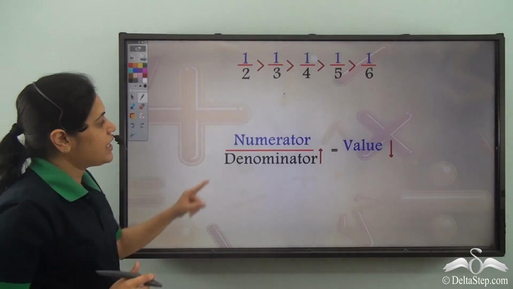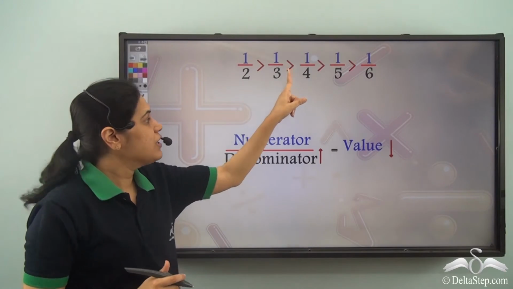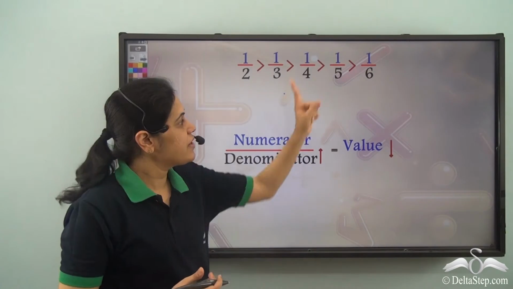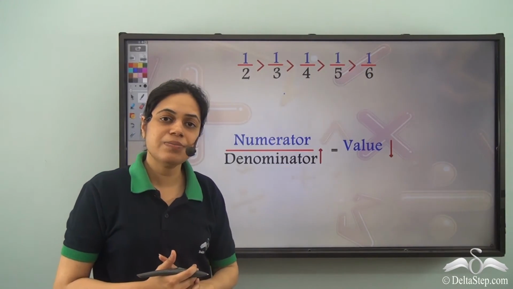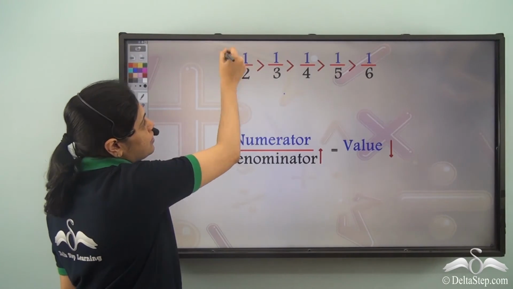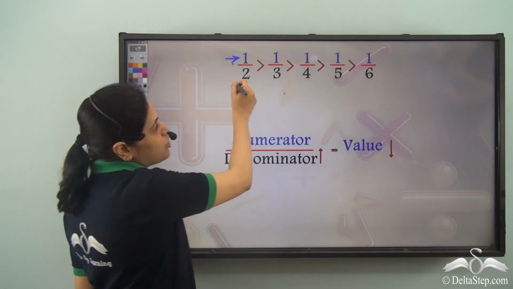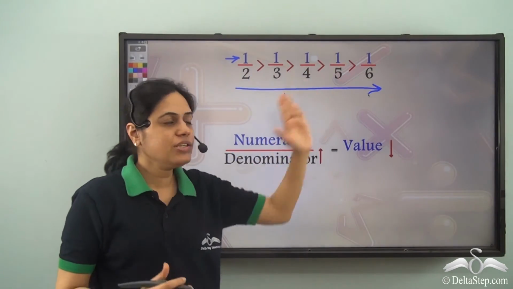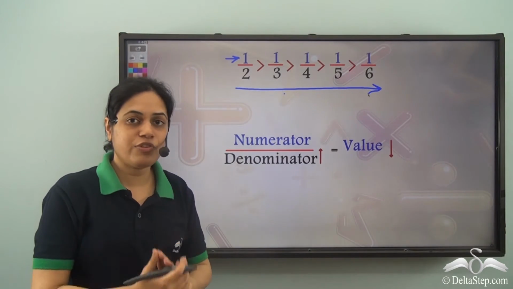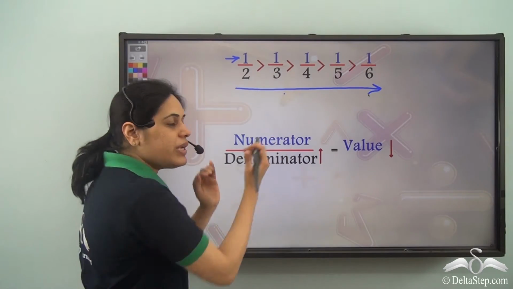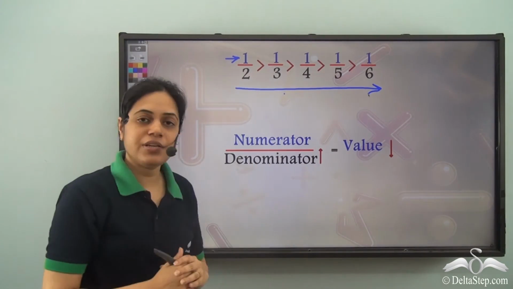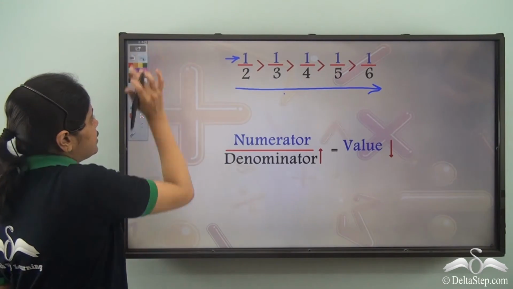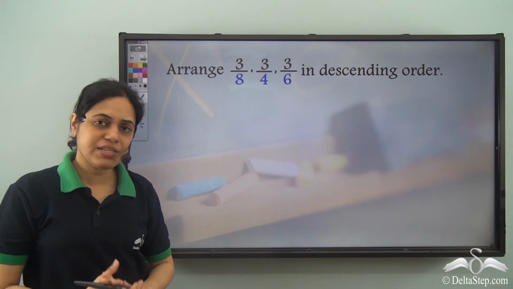So, I can say that 1 by 2 is greater than 1 by 3, 1 by 3 is greater than 1 by 4, and 1 by 4 is greater than 1 by 5, and 1 by 5 is greater than 1 by 6. So, if the numerator remains the same and the denominator increases, then I can say that the fraction decreases. That is, the value of the fraction decreases. So, if the numerator is the same and the denominator increases, then the value of the fraction decreases. Using this, I can solve this problem very easily.